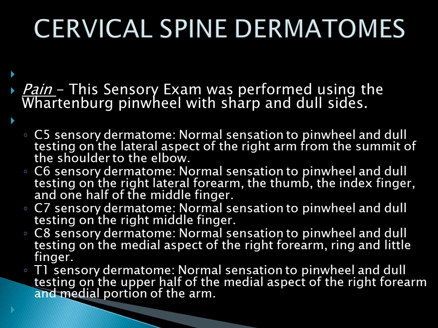With testing for pain, we're going to test the same regions, exact same spots, just that we're going to use a different instrument. Okay, so C5 is on the lateral aspect of the arm at the summit of the shoulder. C6 is on the lateral forearm, thumb, index finger, and one half of the middle finger. C7 is on the dorsal aspect of the middle finger. C8 is on the medial aspect of the forearm, including the ring and the little finger, and then T1 is on the medial portion of the upper arm.